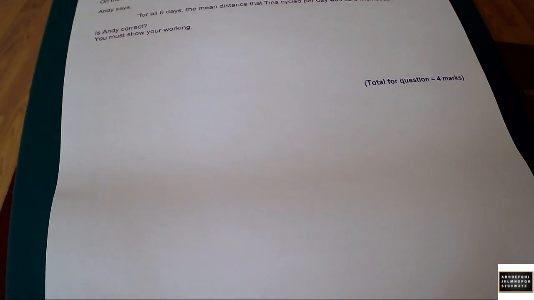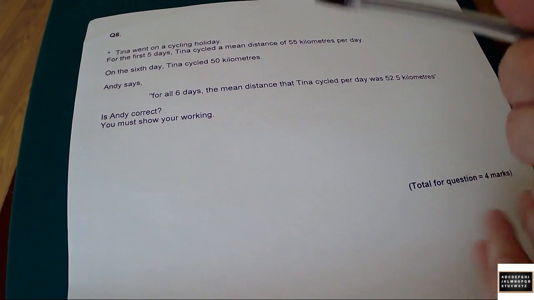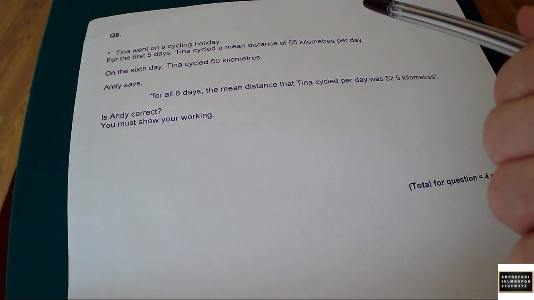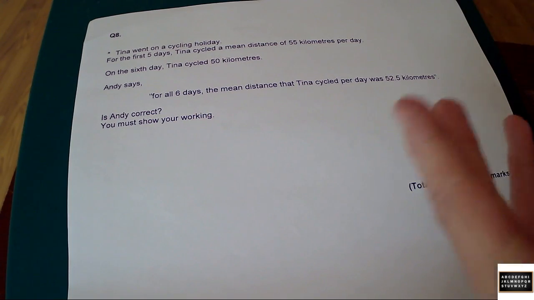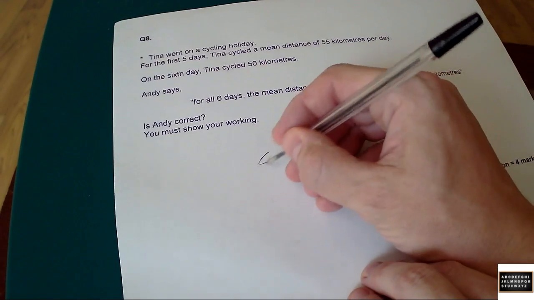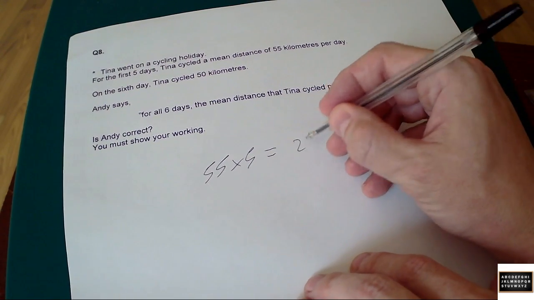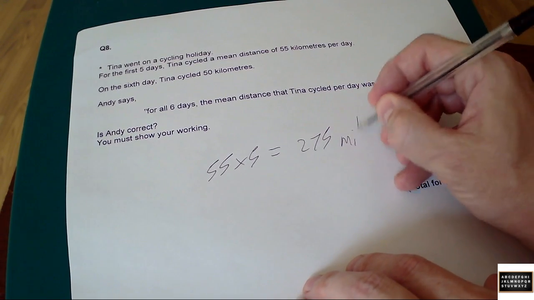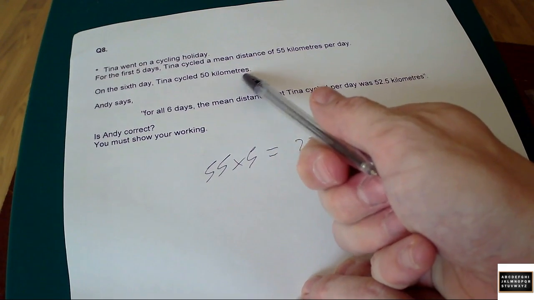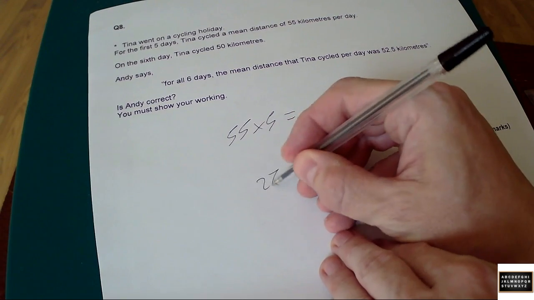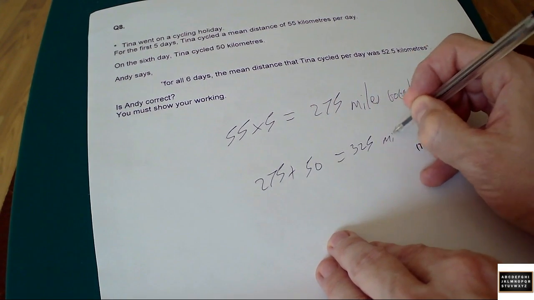So this is a sort of test and learn question really again. This woman, Tina's going on a cycling holiday. For the first 5 days, Tina cycled a mean distance of 55. So how long has she travelled? If she's cycling 55 kilometres per day for 5 days, that's the key start of this problem. So she's done 275 miles total so far. She then cycles another 50, so 275 plus another 50 is 325 miles.